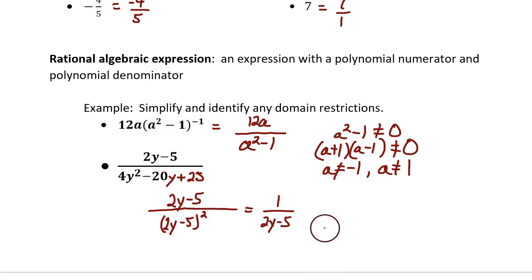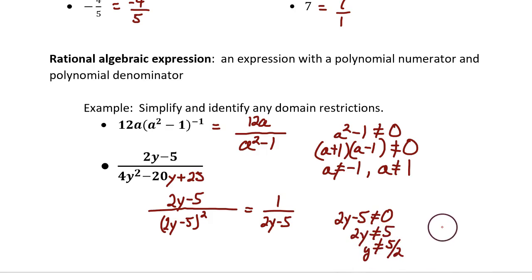We also have to find the domain restriction. The denominator 2y minus 5 cannot equal 0. So 2y cannot equal 5, and y cannot equal 5 divided by 2.